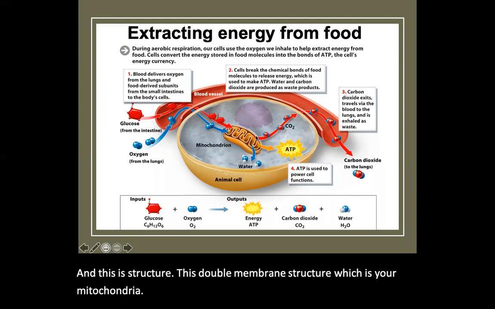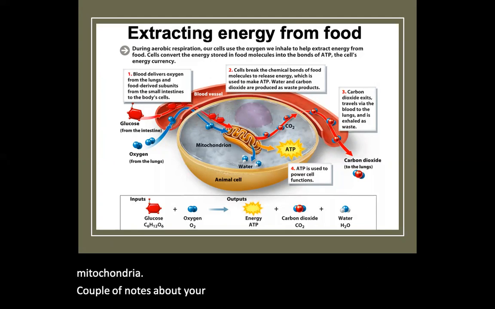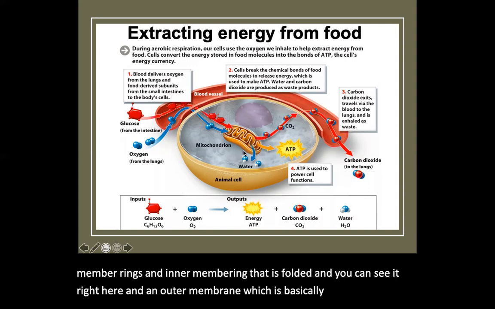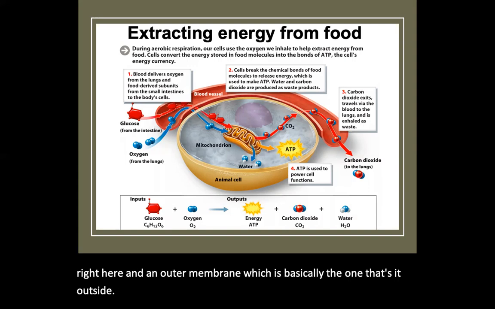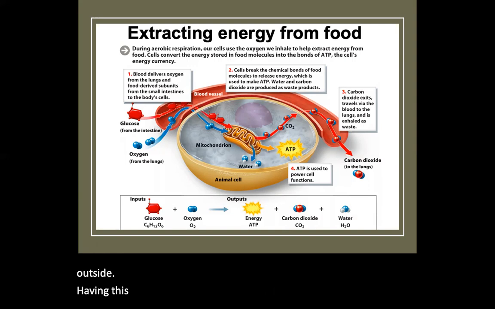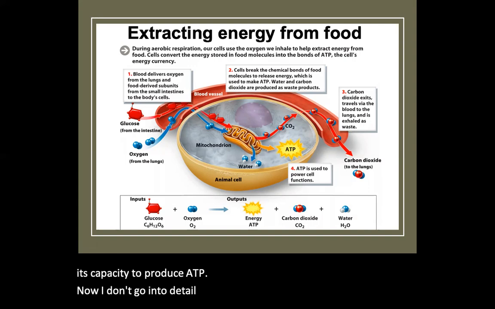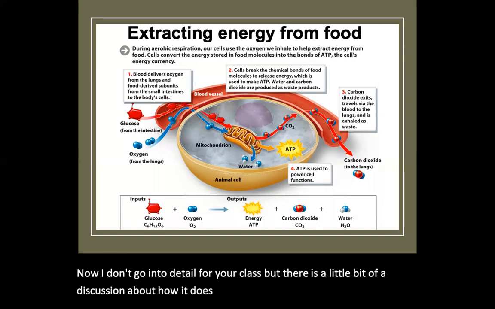A couple of notes about your mitochondria. Mitochondria has 2 membranes, an inner membrane that is folded, and you can see it right here, and an outer membrane, which is the one that sits outside. Having this double membrane within your mitochondria is essential for its capacity to produce ATP. Now, I don't go into detail for your class, but there is a little bit of a discussion about how it does that in later slides.